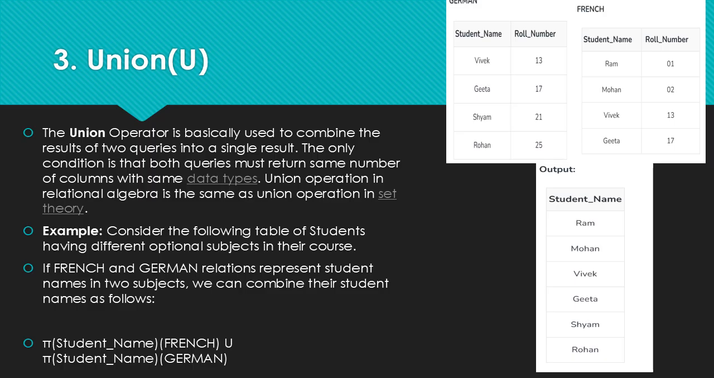Example: consider the following table of students having different optional subjects in their course. In French and German, the relations represent the student names in each subject. We can combine the names as follows: π student name (French) U π student name (German).